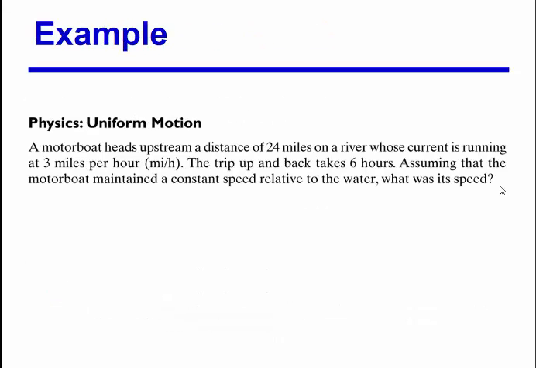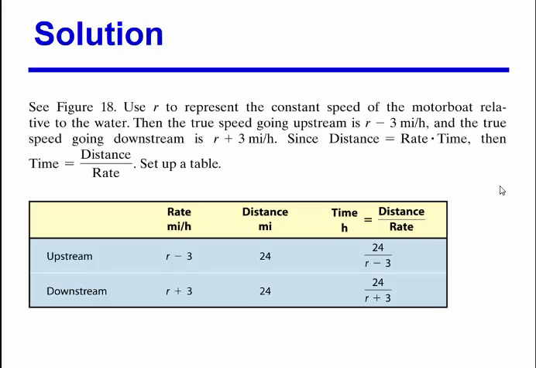Uniform motion for physics: a motorboat heads upstream a distance of 20 miles on a river whose current is running at 3 miles per hour. The trip up and back takes 6 hours. Now, assuming that the motorboat maintained a constant speed relative to the water, what was the speed? So we're going to use r to represent the constant speed of the motorboat relative to the water. And then the true speed going upstream would be r minus 3 miles per hour, and the true speed going downstream would be r plus 3 miles per hour.